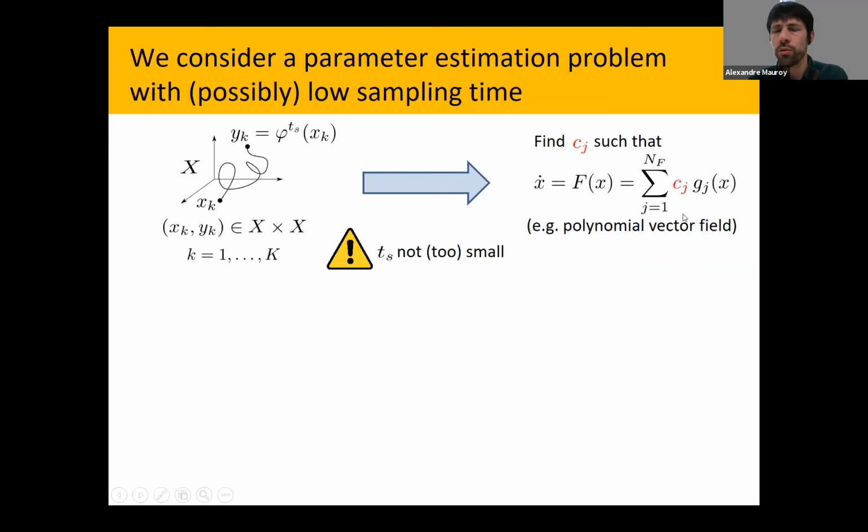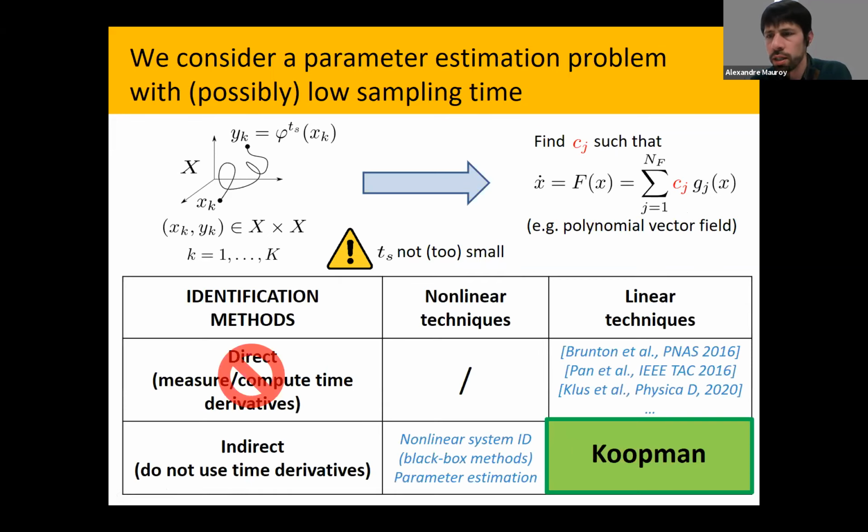In particular, we assume that we know a priori the shape of the vector field. In particular, we know that it is expanded in some dictionary function that I denote by Gj here. So for instance, it could be a polynomial vector field so that the Gj are monomials. And our goal here would be really to identify this coefficient. And there are different techniques to do so.